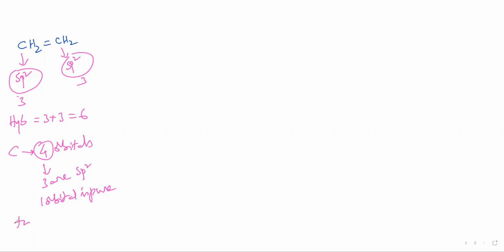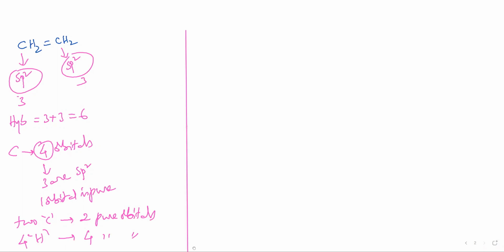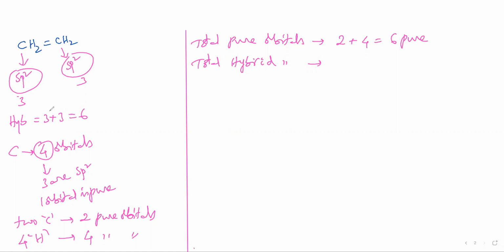So 2 carbon atoms are there. So 2 carbons will give you 2 pure orbitals. Okay. Then hydrogens total 4. 4 hydrogens will give you 4 pure orbitals. So total how many pure orbitals? 2 from carbon and 4 from hydrogen, total 6 pure orbitals. Similarly, total hybrid orbitals, how many are there? 6. So as usual, hybrid is to pure. Hybrid 6, pure also 6. So here also it is 1:1.